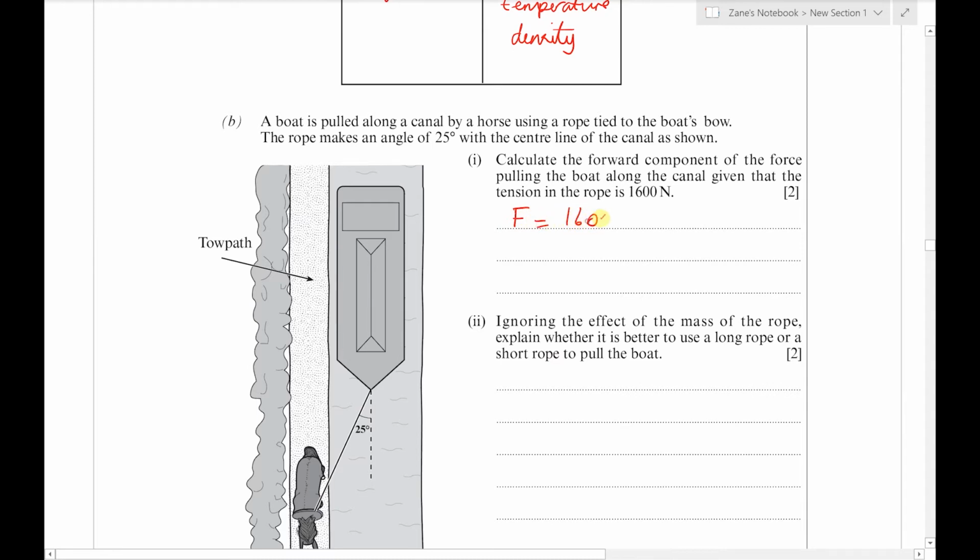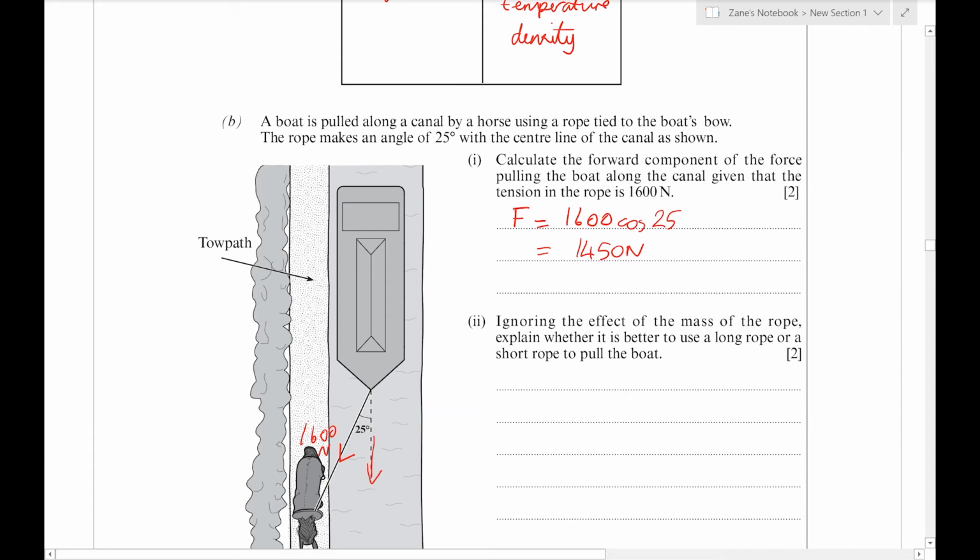So it's 1600. Now lots of people get confused about whether or not to use sine or cos when they're trying to resolve a vector into a particular direction. But a simple rule to remember is that if we have the angle between the force, so over here we have that force of 1600 newtons, if we have the angle between that force and the direction that we want, which is this forward direction, we always use cos. So it's going to be 1600 cos 25. Putting that into the calculator will give us an answer of about 1450 newtons.